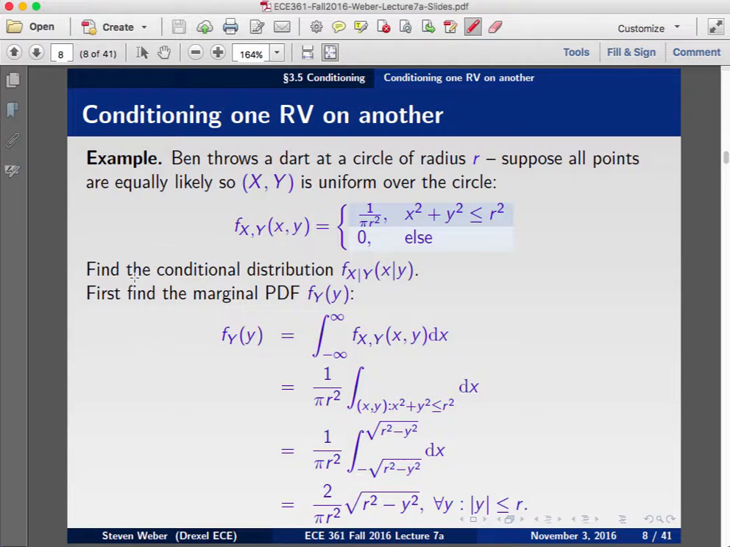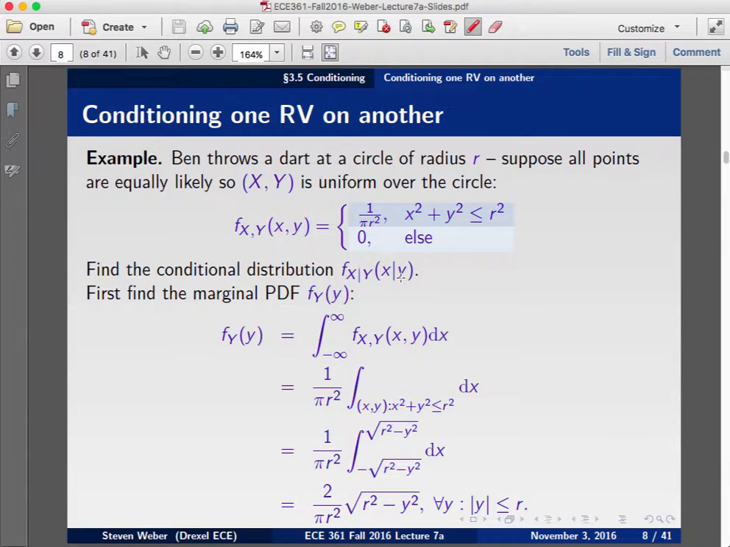Our goal is to find the conditional distribution of the x-coordinate of the position of the dart given knowledge of the y-coordinate. So if you picture the circle, you should be able to see that as the y-coordinate, represented by little y, increases towards r or decreases towards negative r, the allowed set of values for x is becoming narrower and narrower. And we want to compute exactly what that is.